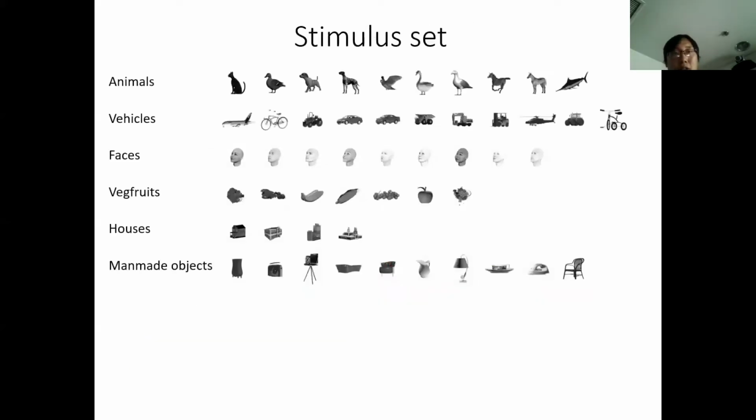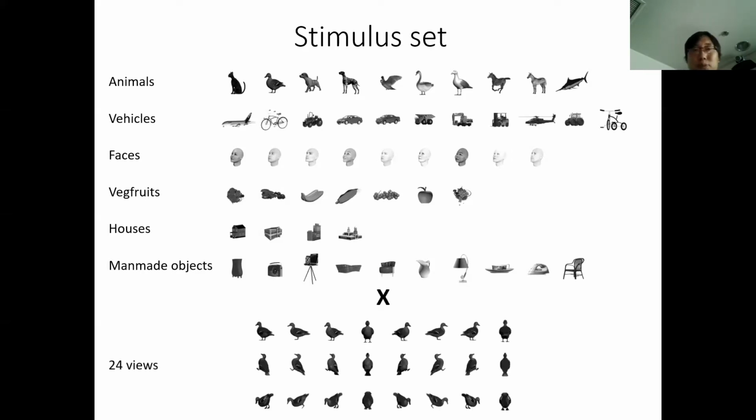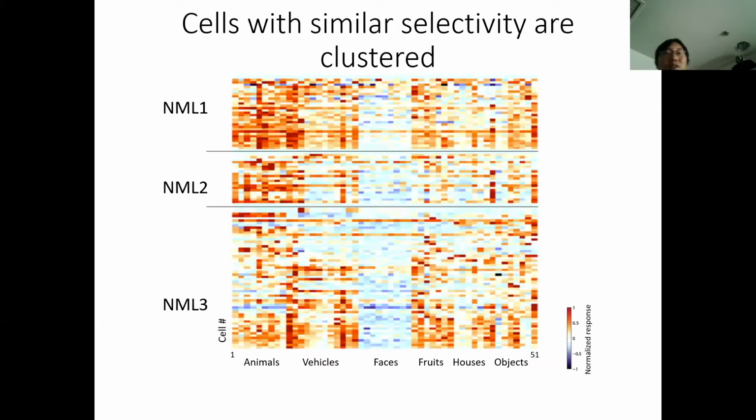To understand the function of this network, we did single unit recordings from the cells in these patches. At the same time, we presented a stimulus set consisting of 51 objects, each at 24 different views. And here is the response of cells in the patches of the no man's land network to these 51 objects. Each row represents 1 cell, and each column 1 image. The cells are grouped separately for the 3 patches. You can see a very high consistency in the selectivity of cells within the network.